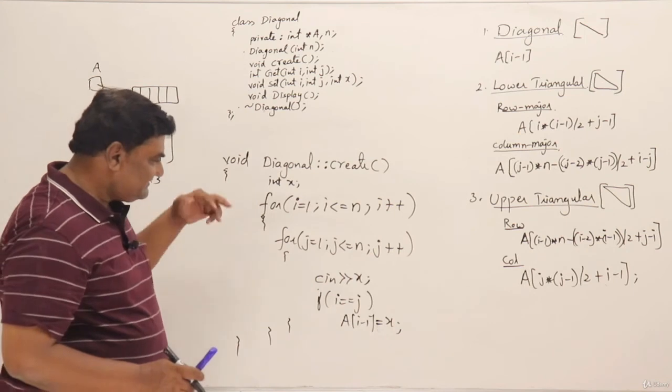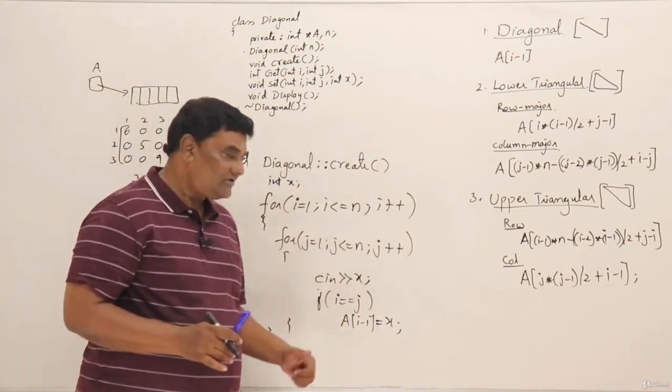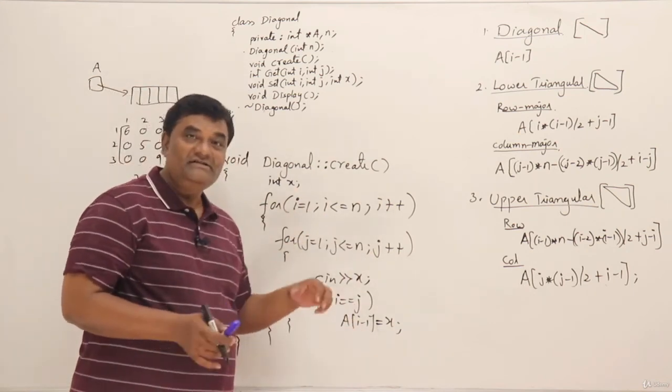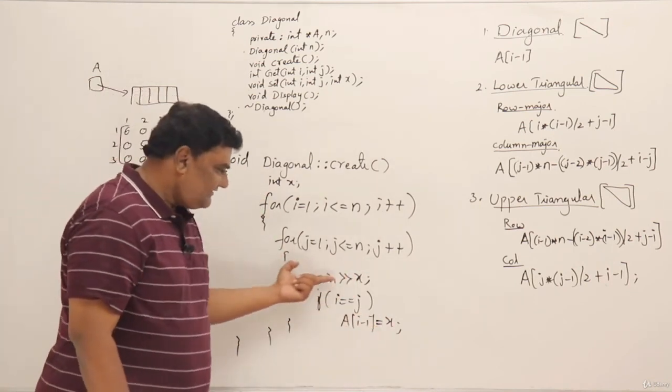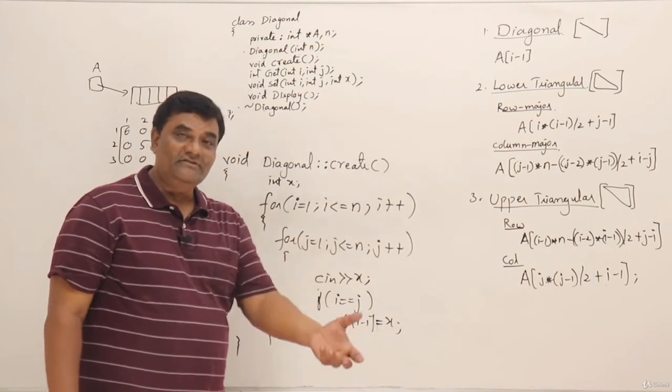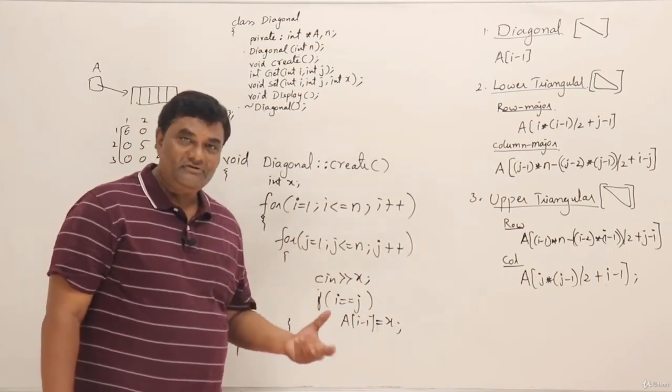My program is deciding whether to store or not to store by checking the condition that if i is equal to j, then store the elements, otherwise don't store, just ignore it. Take the value, but don't store it because the other values are zeros. This is how I have framed the procedure.